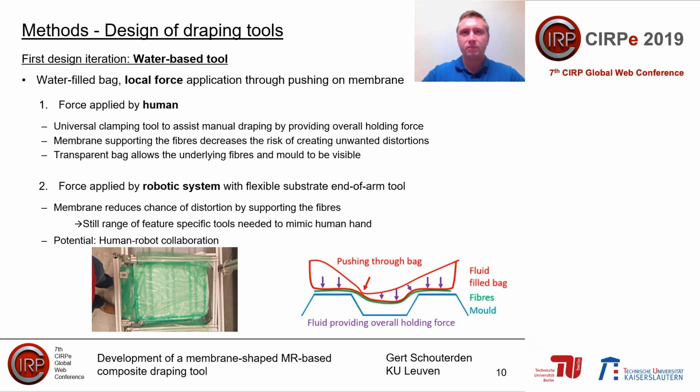Meanwhile, the transparent back allows the worker to see what he is doing to the fibers in the mold. In the other case, when a robotic system applies the local force with a flexible substrate and effector, we still have all the advantages we mentioned before, but we also need a large range of feature-specific tools to mimic the function of the human hand. Full automation still seems far away in this case, but we still see some potential for human-robot collaboration.